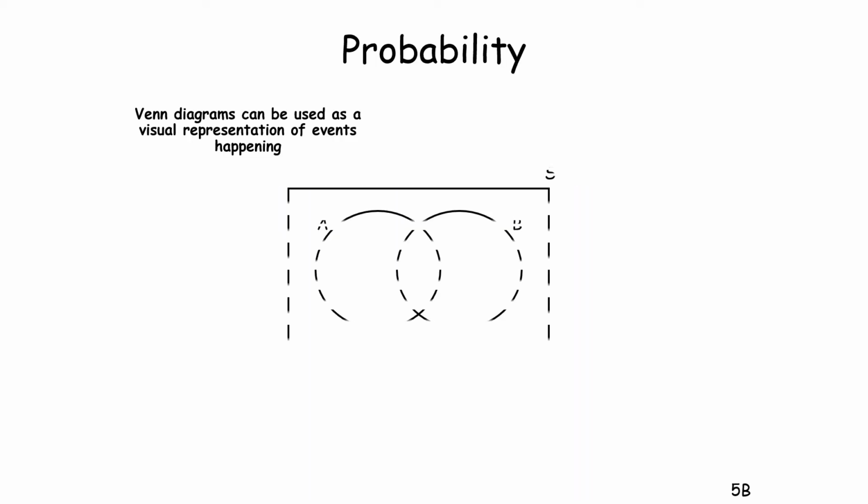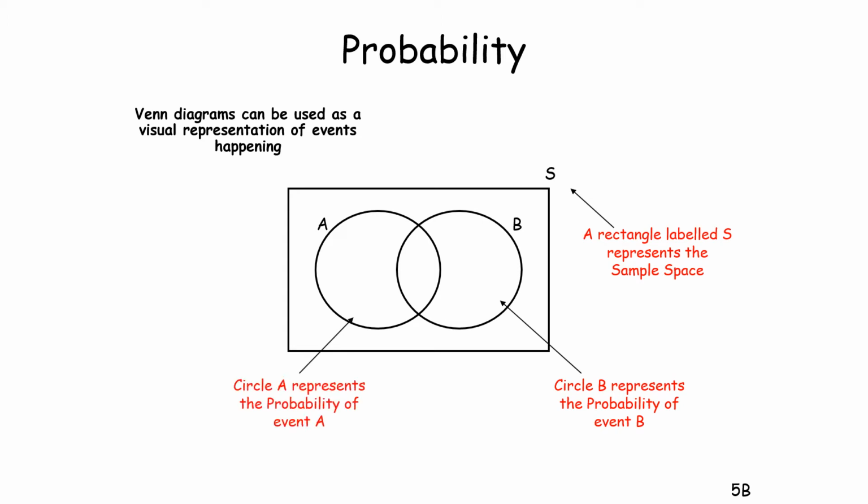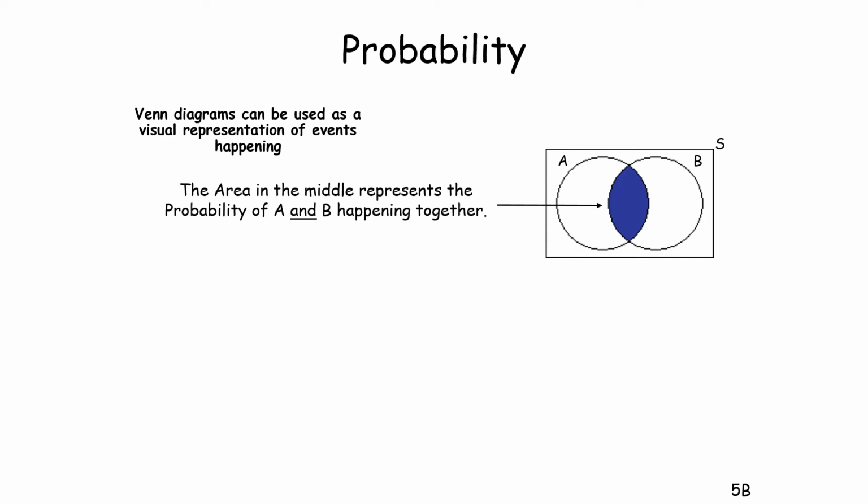Another way of illustrating probability is using a Venn diagram. The S here is the sample space, or sometimes a Greek letter psi or epsilon is used. The circle represents the probability of B. This is the probability of A. And in a Venn diagram, the bit in the middle that overlaps, we say this is the probability of A and B happening together.